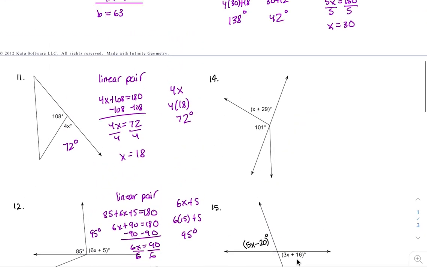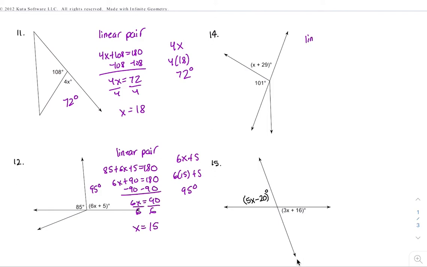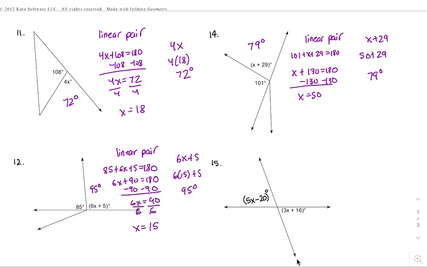3 more. 14, another linear pair. Supplementary angles, so they add up to 180. So 101 plus 29 is 130. Subtract 130 from both sides, and x is equal to 50. So plug this into the angle to find our angle measurement, and we're going to get that we have 79 degrees. So this is 79 degrees.